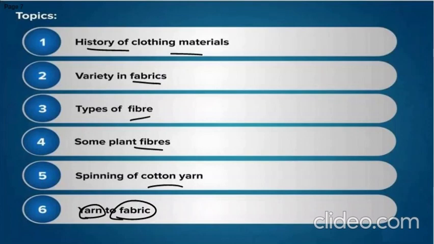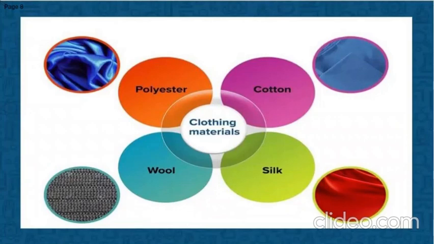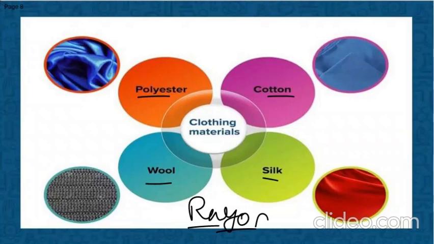So let us start with Fibre to Fabric. Here you see, we know that we all wear clothes, isn't it? Our clothes are made up of various kinds of material, like it can be polyester, it can be cotton, it can be wool, it can be silk, it can be rayon. There are so many materials, where mostly we wear clothes of cotton, isn't it? We wear wool, right? Then there are saris made up of silk, isn't it? So all of these are clothing material, but how are they made? That is the main motto of this chapter.